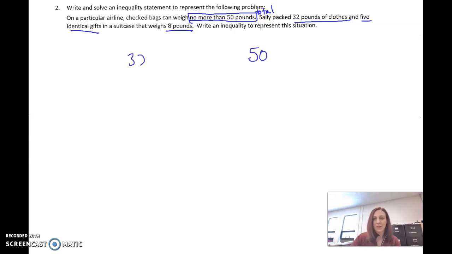She packed 32 pounds of clothes, 5 identical gifts. So if each gift weighed 1 pound, we'd go 5 times 1. If each gift weighed 2 pounds, we'd go 5 times 2. If each gift weighed 3 pounds, we'd go 5 times 3. Okay? So I'm going to add to that 5 times the weight of the gifts. I'll use g. Again, this means multiplying. But we have to pay attention to our suitcase because our suitcase also weighs 8 pounds.